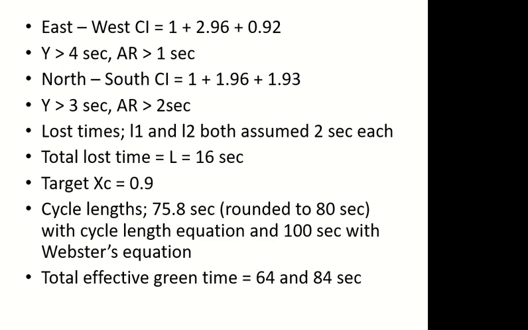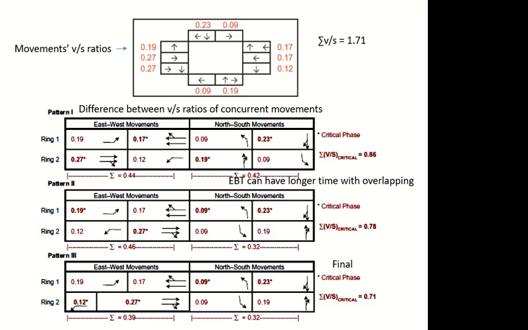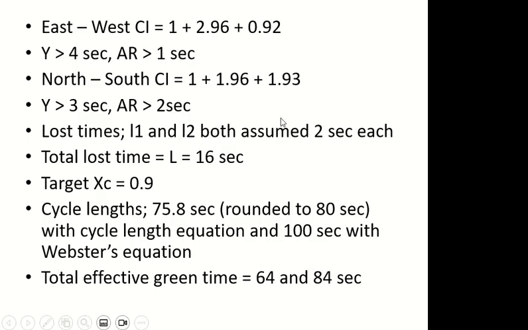So each lost time is 2 seconds, and the total of both of them is 4 seconds in each phase. How many phases do we have? Again, you don't need to count the parallel phases twice. These two are parallel, these two are parallel. I will not count both of them, I will just count one of them. So 4 seconds here, 4 seconds here, 4 seconds here, and 4 seconds here. 4 plus 4 plus 4 plus 4 is 16. So my total lost time is 16.